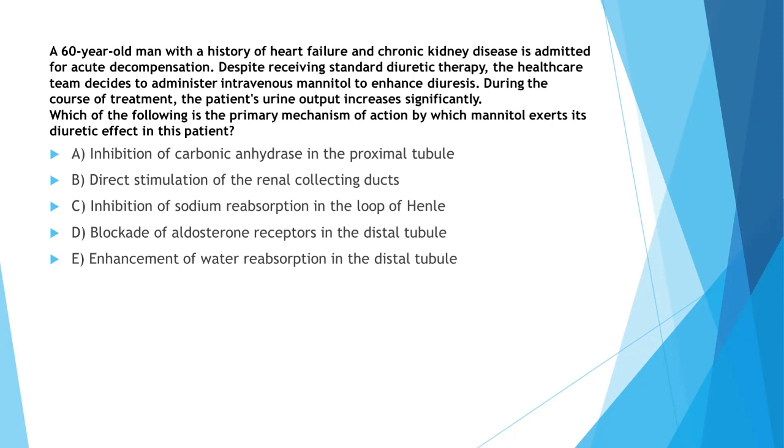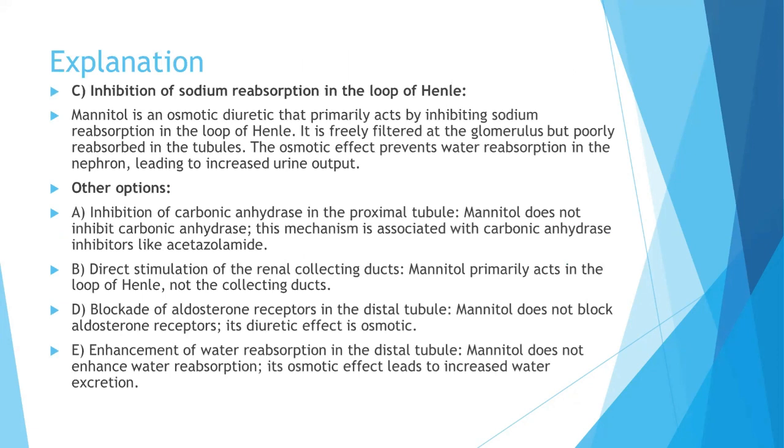Inhibition of carbonic anhydrase in the proximal tubule, direct stimulation of the renal collecting ducts, inhibition of sodium reabsorption in the loop of Henle, blockade of aldosterone receptors in the distal tubule, or enhancement of water reabsorption in the distal tubule. So the answer is inhibition of sodium reabsorption in the loop of Henle. Mannitol is an osmotic diuretic that primarily acts by inhibiting sodium reabsorption in the loop of Henle. It is freely filtered by the glomerulus but poorly reabsorbed in the tubules. The osmotic effect prevents water reabsorption in the nephron, leading to increased urine output.